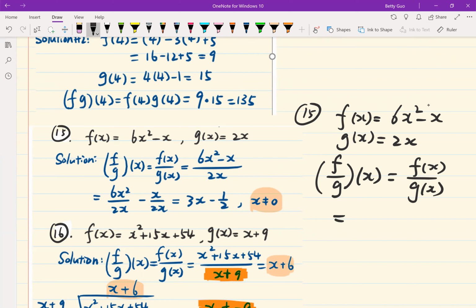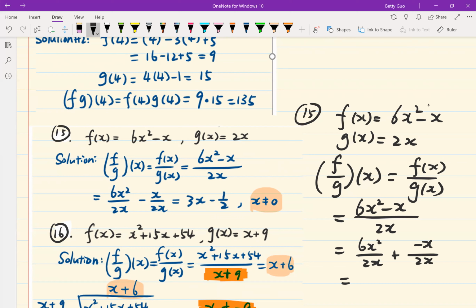So the quotient of 2 polynomials, division of polynomials. Numerator is a binomial, 2 terms. Denominator is a monomial, 1 term. We're going to use each single term in the numerator to divide by the monomial in the denominator. So we have 6x squared over 2x plus negative x over 2x.